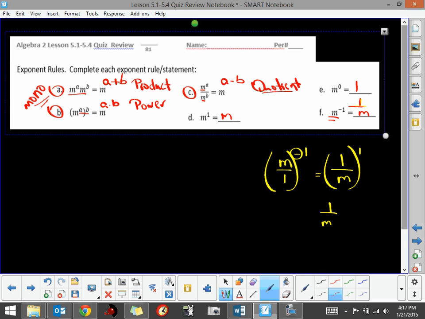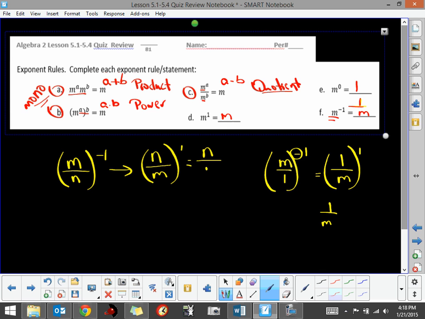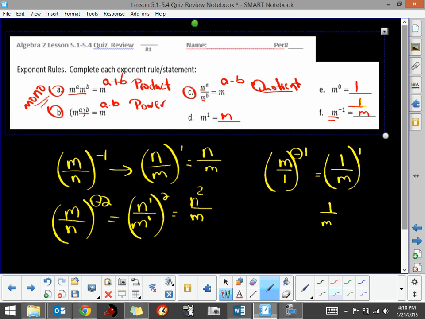Okay, so I want to go into a little bit more detail on that one. If I have m over n to the negative 1, that means I'm going to reciprocate that and make it n over m to the 1, which is just n over m. Now if we have m over n raised to the negative 2, negative 3, or anything else, this negative says reciprocate that base, so it's going to be n over m raised to the second, and now we'll use our power rule. Since these both have exponents of 1, it'll be n squared over m squared.